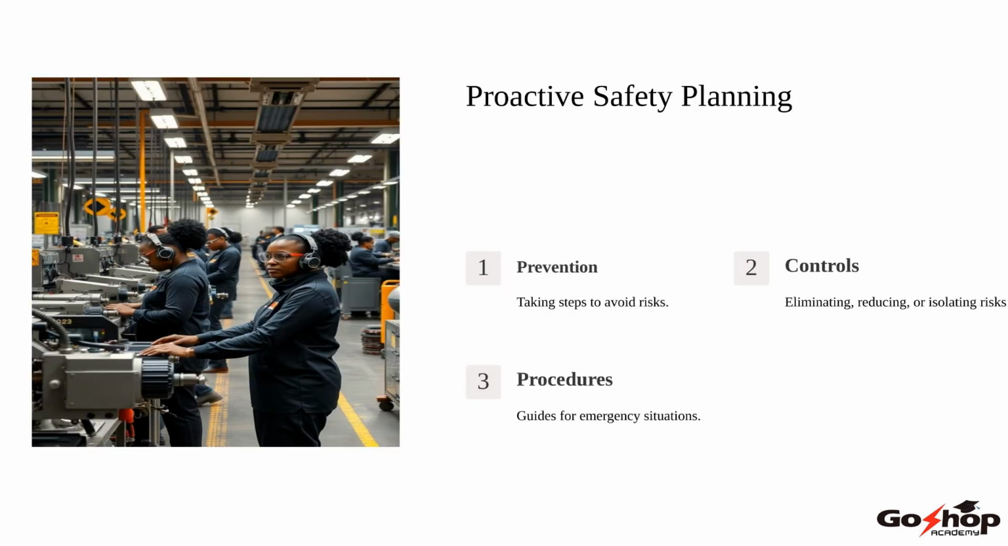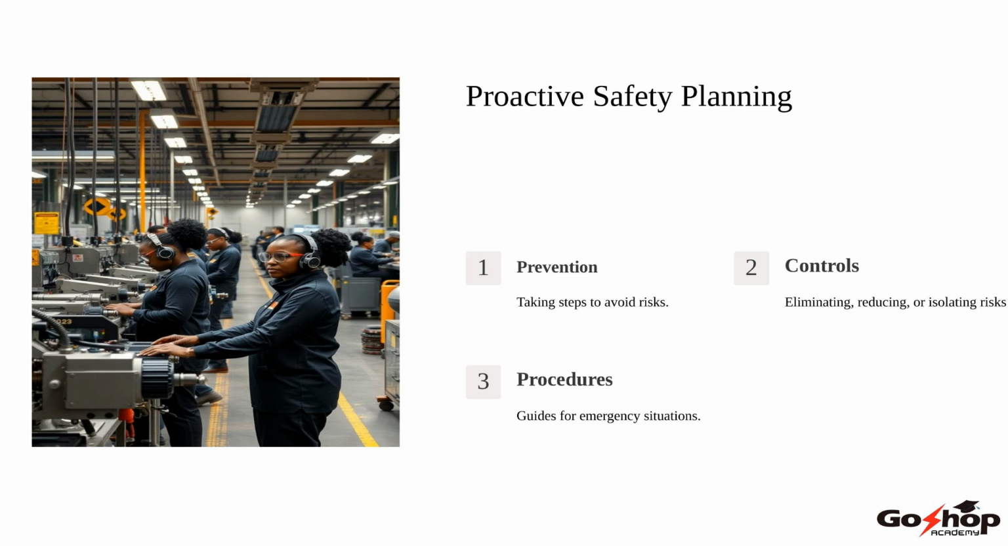Proactive safety planning. Risk assessment is just the beginning. Effective safety management requires proactive planning, which focuses on three main areas: prevention, controls, and procedures. Prevention involves anticipating and eliminating risks before they occur. This might include identifying defective equipment, providing training programs, using personal protective equipment, PPE, and implementing specific procedures to avoid incidents. Controls are measures taken to manage identified risks.